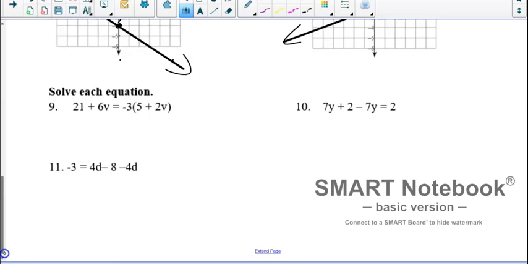Okay, solve each equation. So first off, what we want to do is we want to distribute this negative 3 to both sides, or both terms, sorry. And we don't want to write 12 because it's 21. So on this side, we're just left with the 21 plus 6v. We're not doing anything else here. Over here, we have negative 15. And be careful, it's not plus 2v, it's minus 6v.